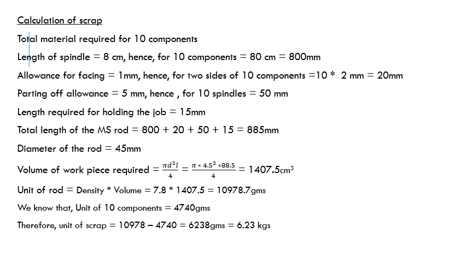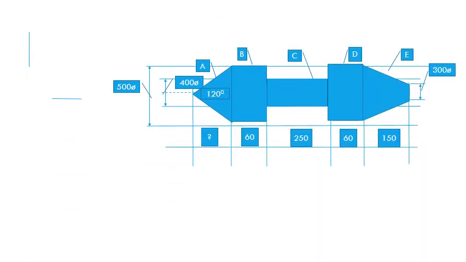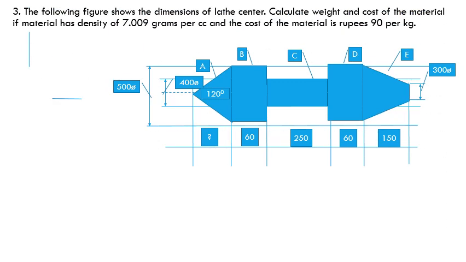So if you want to calculate the scrap value, you multiply it by the cost of that particular scrap, and you will get the total cost of the scrap. This is the third part. Procedure remains the same. There is no change in the procedure.